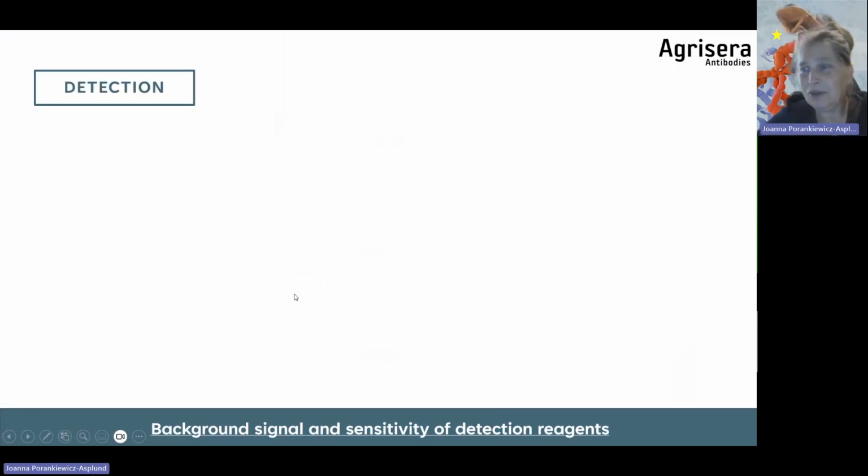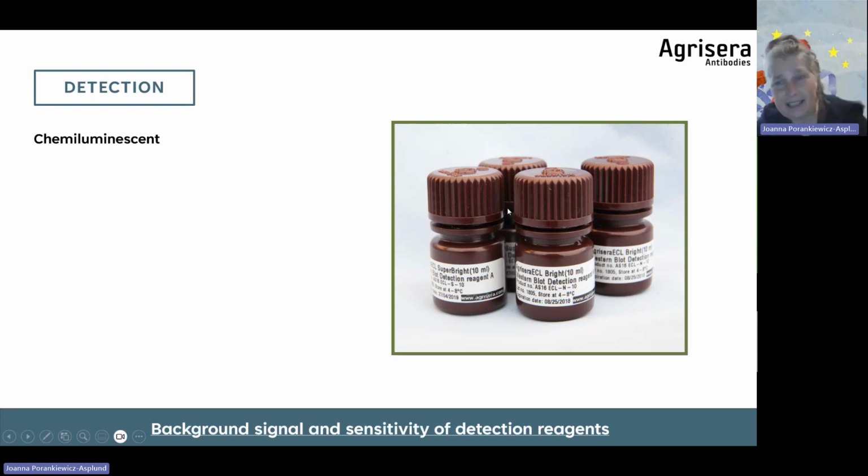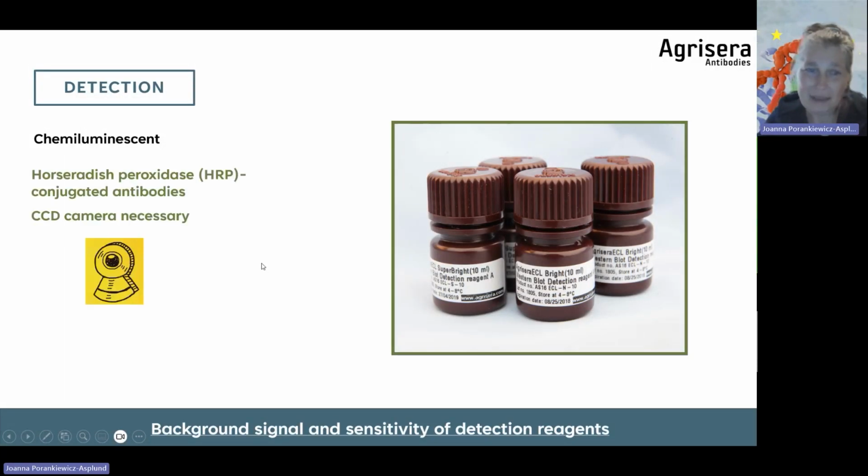And now we are coming to detection, which can be done in different ways. Now we need to visualize our primary antibody binding to the target. And my favorite detection method is chemiluminescent detection. It is still one of the most popular detection methods. And here you see our ECL set, which is also included in the prize if you participate in the quiz.